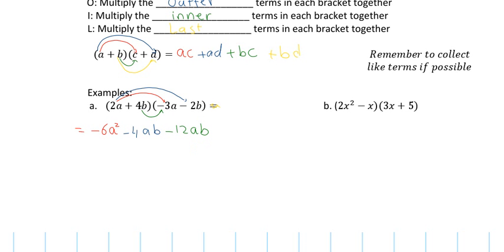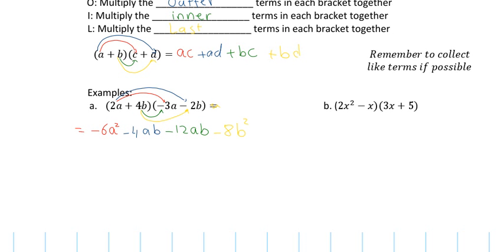Okay, what would be my next multiplication? My last terms. What are my last terms? So 4b times negative 2b, negative 8b squared. Okay, looking at these 4 terms, or the polynomial that you see right there, do you have any like terms? Yes. What are they? Negative 4ab and negative 12ab, correct. So what can I do with these like terms?